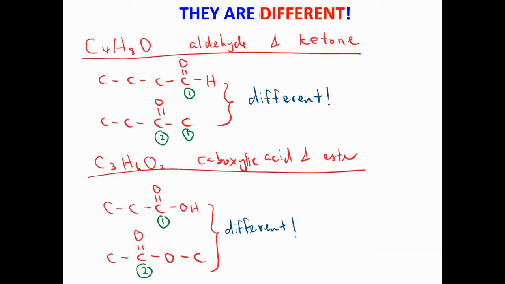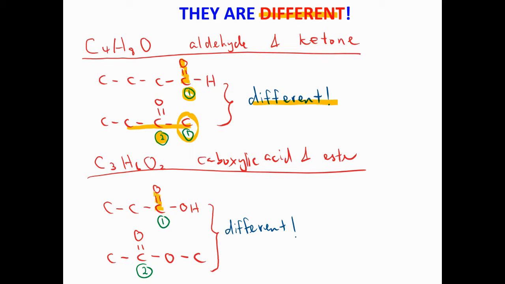Now we look at something different, for example, aldehyde and ketone. For aldehyde, the carbonyl group must be at carbon number 1. Then ketone must be between three carbons, so carbonyl is at carbon number 2. And you can see here, the carbonyl is attached to carbon. So these two are different. Another one is carboxylic acid and ester.